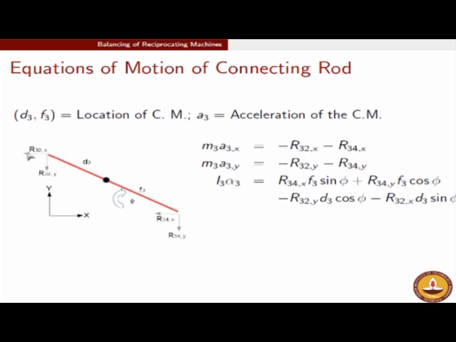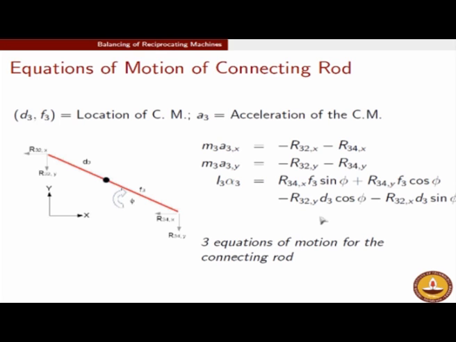The moments created because of these forces are going to create a counterclockwise moment about this point, and therefore they come with a negative sign. It is easy to find out that the moment arm corresponding to R32,y is d3 cos phi and R32,x is d3 sin phi. So these are the moment arms, and therefore we should be able to write down these equations.